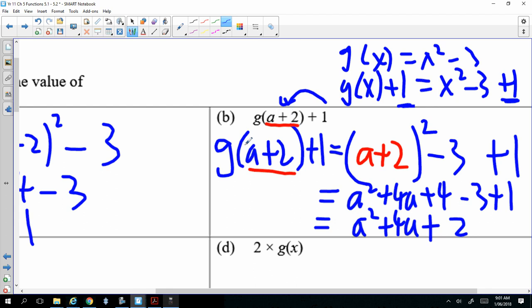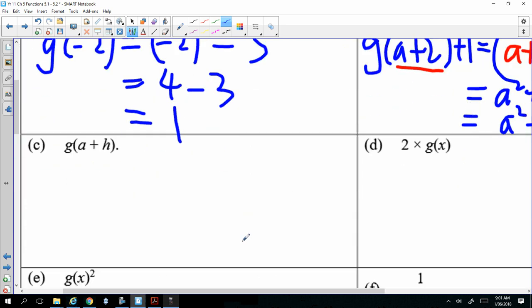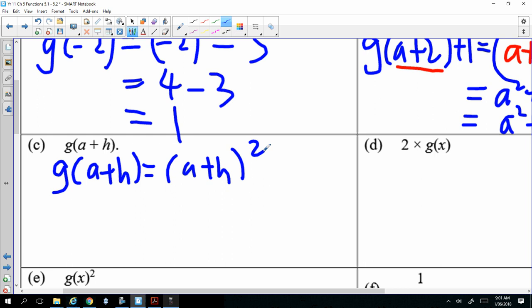Okay, good. Let's do this. g of a plus h. What do you do? You replace the x by a plus h. So it doesn't have to be one pronumeral. It can be more than one pronumeral. And you just expand with the perfect square formula. And you got this.